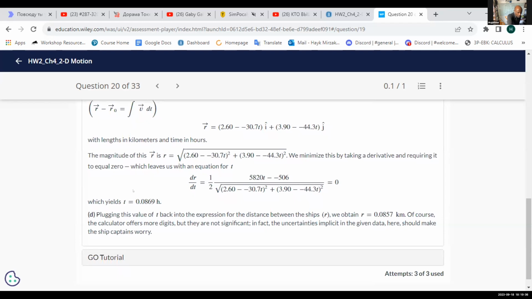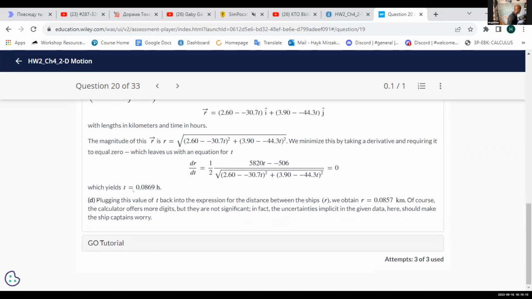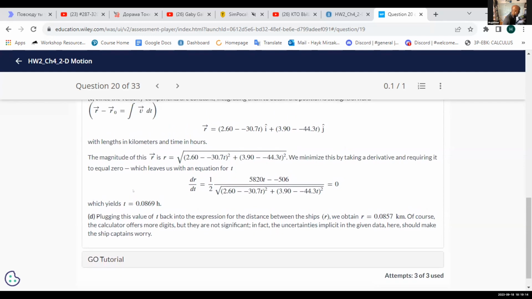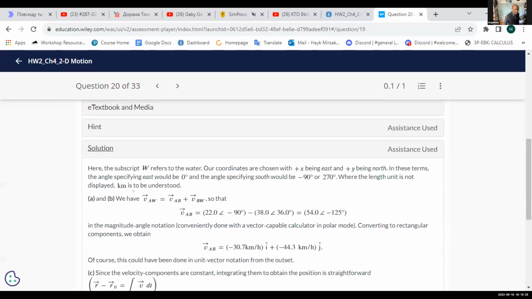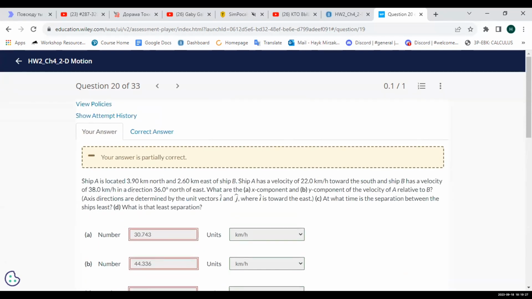R is equal to 0.0857. I don't know why they got 57 because I'm pretty sure. Oh yeah, 0.0857 is R_M. And then where's the time? 0.0869. Yeah, I don't know what to tell you. I think it's a coding error. I think it's a coding error. You know, okay, and so you just have to get used to that.